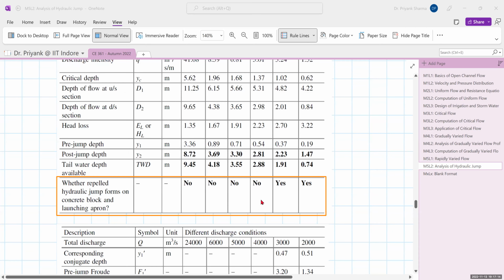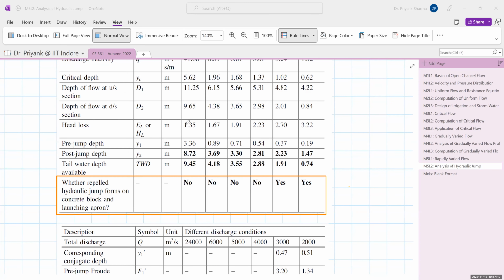You can see that the head loss is also computed: at higher discharge the head loss is less, and at lower discharge the head loss is more. So that is also computed.